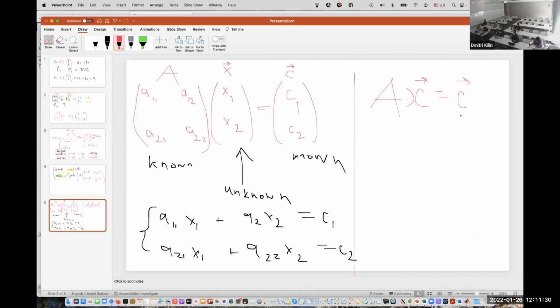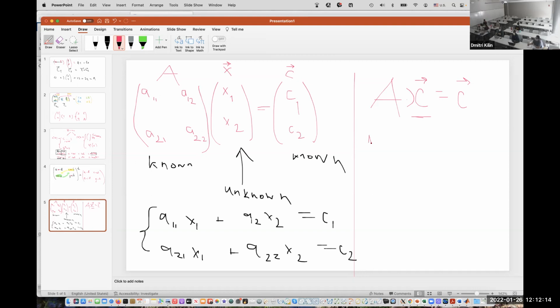Or the matrix and the unknown vector x. So basically, on which vector must our matrix act to produce the known vector c, right? And there is an abstract way to solve this equation. If we assume that there is a way to divide matrices, then it will be applicable here.